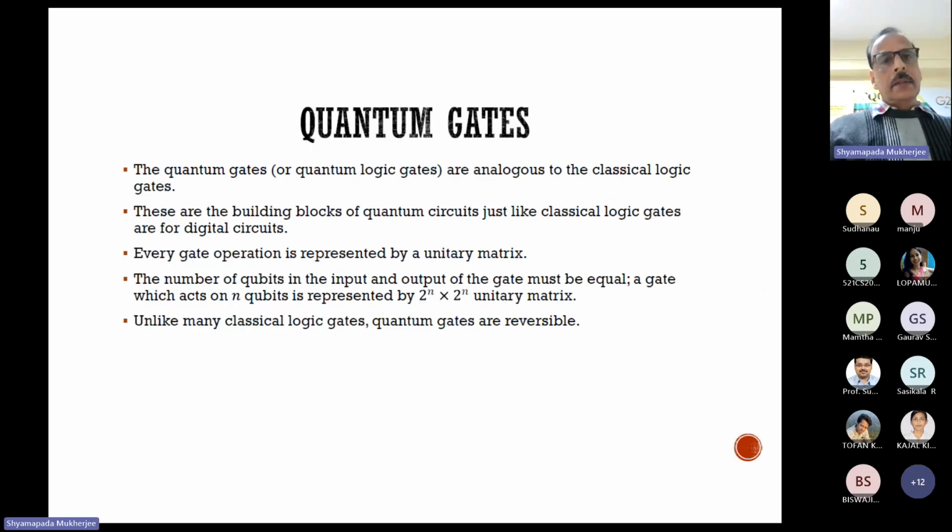Now, what are quantum gates? As I have told you, quantum gates are logic gates analogous to classical logic gates. These are building blocks of quantum computer circuits, just like classical logic gates are for digital circuits. Every gate operation is represented by a unitary matrix. The number of qubits in the input and output of the gate must be equal. That is why it has to be a reversible gate. Unlike many classical logic gates, quantum gates are reversible.